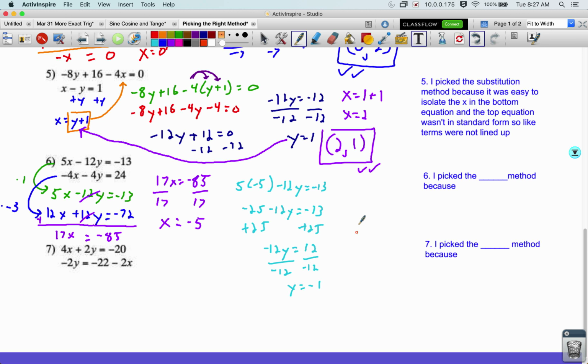Write it as an ordered pair: negative 5 comma negative 1. I used the top equation to solve, so let's use the bottom equation to double check. 20 plus 4 is 24. That checks out.